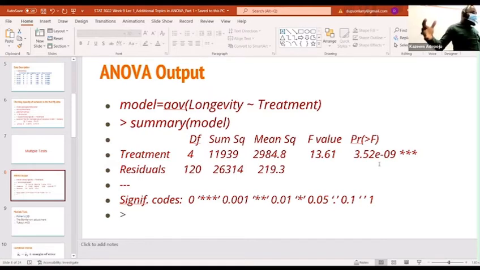What the null hypothesis is basically telling us is that there is no significant difference in the average longevity of the 5 groups, while the alternative is going to say that is not true. But right now, we're rejecting the H0 because the p-value is very, very small.